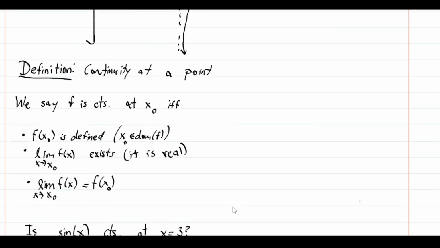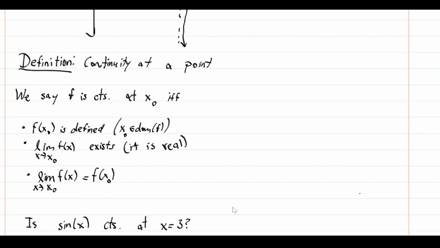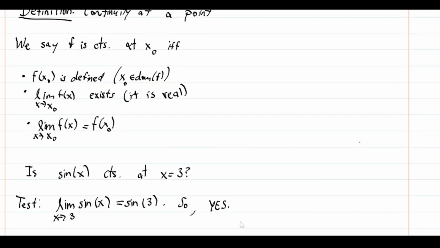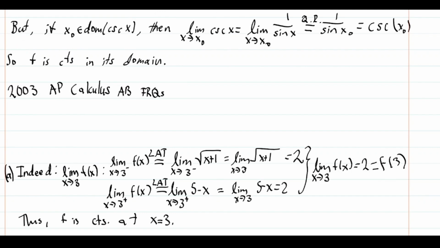So we're going to ask the question, is sine of x continuous at x equals 3? The answer is we're going to test it. First, whenever you want to test a function for continuity at a point, take the limit as x approaches that point of the function, and this is equal to sine of 3 because we proved that the limit of sine is just evaluating it. So yes, it is continuous because this is sine of 3. So we plug it in; plugging it in is the same as taking the limit. So yes, it is continuous by our definition of continuity at a point.